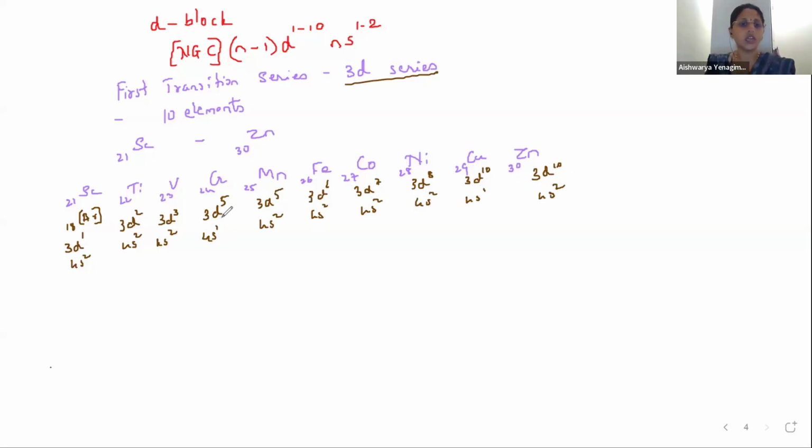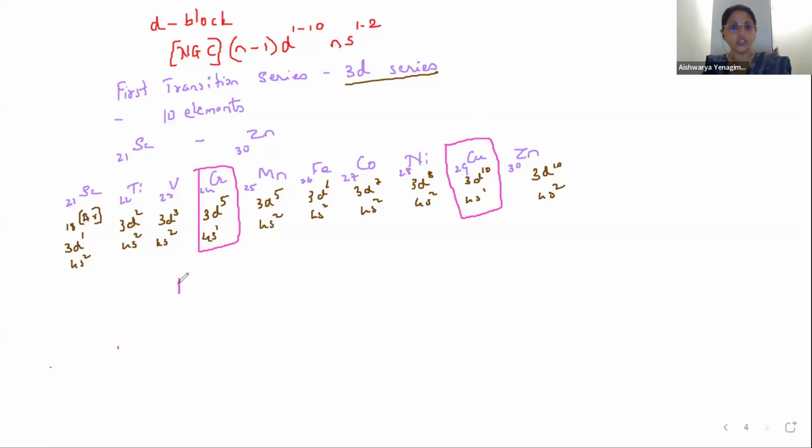So this is the configuration of the 3d series, the 10 elements of the 3d series. Here you can see there is a slight change. We have to concentrate more on the exceptions, because common factors are not asked as often as the exceptions, which are asked frequently. The chromium configuration was not expected to be so, and the copper configuration also was not expected to be so.